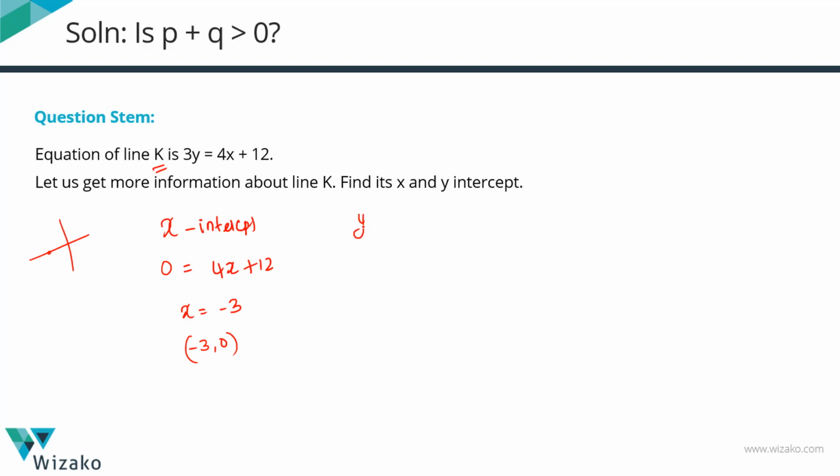Let's quickly run through the y-intercept. The place where it cuts the y-axis, the x-coordinate is going to be 0. So I'm going to plug in x as 0 in this equation. So we'll get 3y equals 12. If 3y equals 12, we get y is equal to 4. The place where it cuts the y-axis, x-coordinate is 0. So the y-intercept is 0, 4.